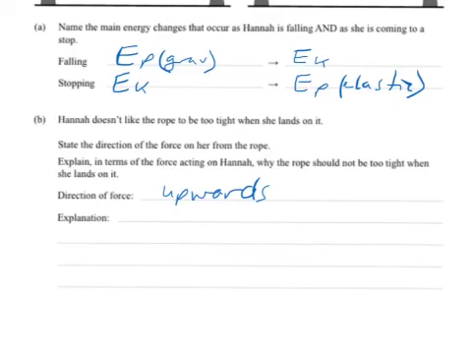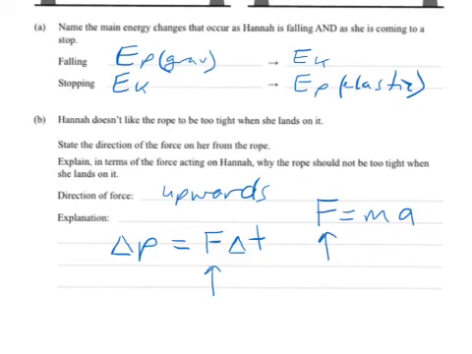Explain, in terms of the force acting on Hannah, why the rope should not be too tight when she lands on it. Well, this is that classic idea of impulse. When you want to change the momentum, you have to apply a force over a particular time period. So we don't want that force to be too high. Or if you're looking at it from a Newton's second law situation, we're talking about the acceleration. We don't want that force again to be too high. The mass is fixed, so we have to make sure the acceleration is not too high. So these are all relating.